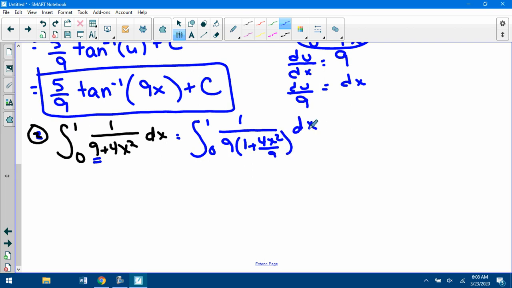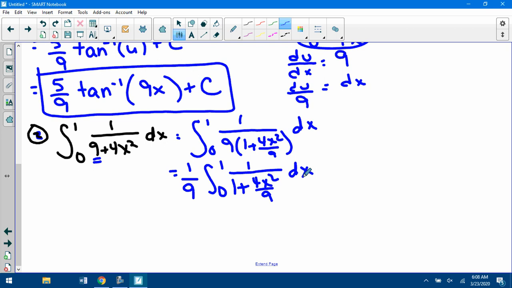So it's going to come out front. Right, it's going to be 1/9 this time, not 1/3, because there's no radical in the bottom. So I can just pull that 9 out, but it's in the denominator, so 1/9 times the integral from 0 to 1 of 1 over 1 plus 4x squared over 9 dx.